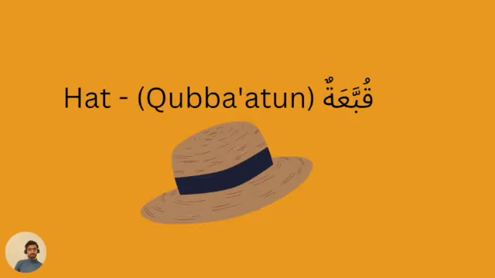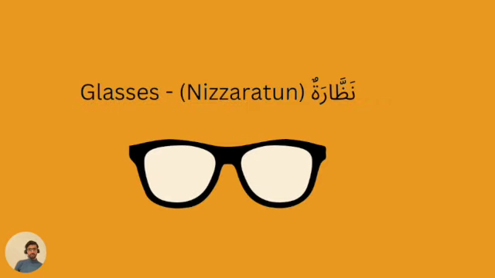Perfect. We have hat. قبعة, قبعة. Repeat after me. قبعة. Good. We have glasses. نظارة, نظارة. Repeat after me. نظارة.